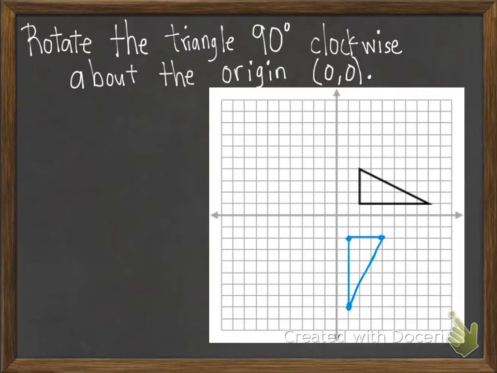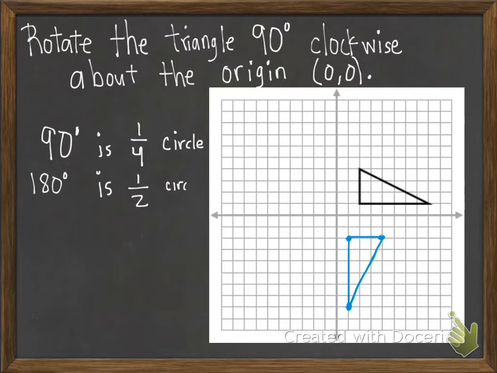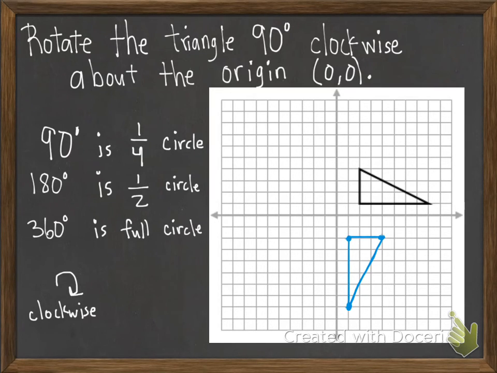Remember a couple of important points. As we're rotating, 90 degrees would be 1/4 of a circle, 180 degrees would be 1/2 of a circle, and 360 degrees would be a full circle, bringing you back where you started. Also, clockwise rotates to the right and counterclockwise rotates to the left.